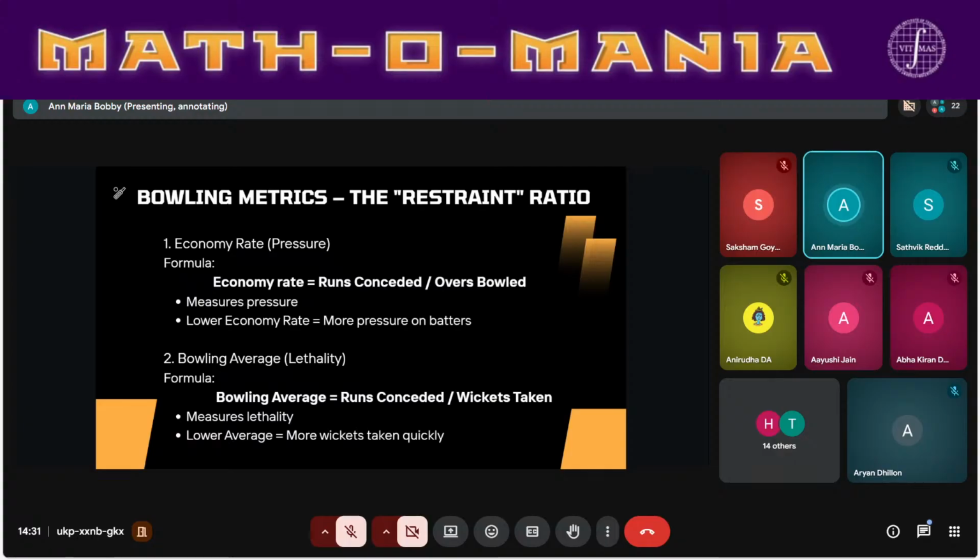So for players with a low bowling average, we can say Mohammad Shami, and the former player Anil Kumble, who was known for taking wickets regularly. Those are examples of bowling average. So basically, the best bowler is a person who can control the runs and take wickets at the same time. That means both a lower economy rate and a lower average.